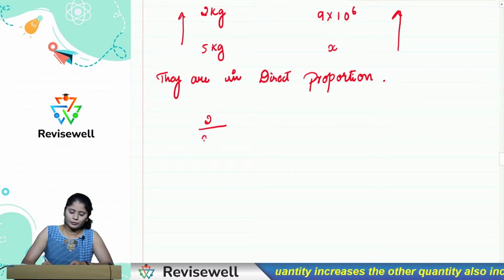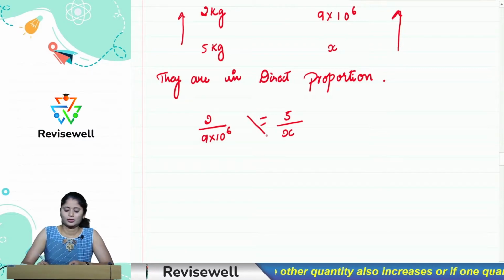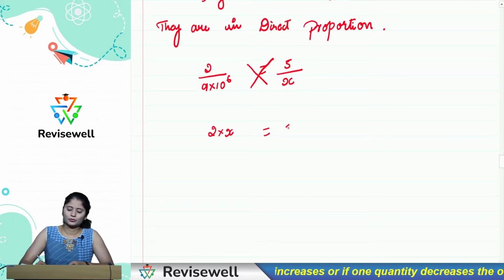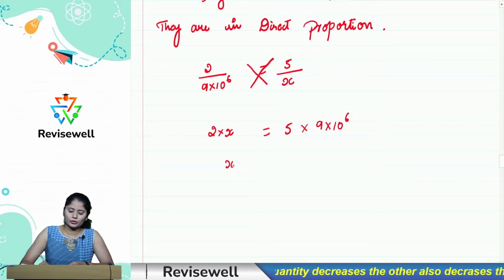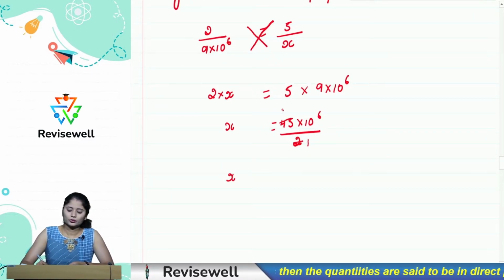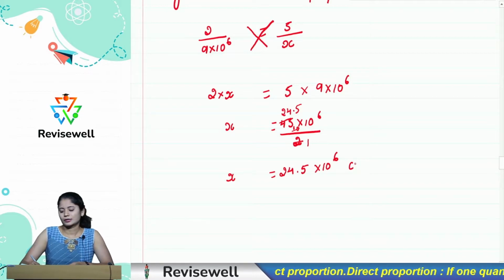Quantity of the first quantity by number of crystals, that is 2 over 9 into 10 raised to 6, will be equal to 5 over x. So in order to get the value of x, cross multiply. So 2 multiplied by x will be equal to 5 multiplied by 9 times 10 raised to 6. So x, I am shifting this 2 to the other side. So 9 5s are 45 multiplied by 10 raised to 6 by 2. When you cancel this, 2 1s are 2, 2 2s are 4, 2 4s are 8, 1 remains, keep a decimal point, take 0, 2 5s are 10. So that is 24.5 into 10 raised to 6 crystals.